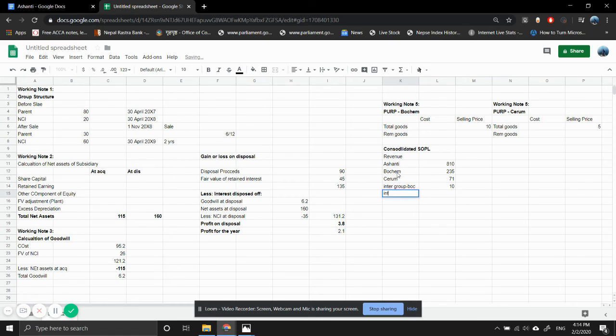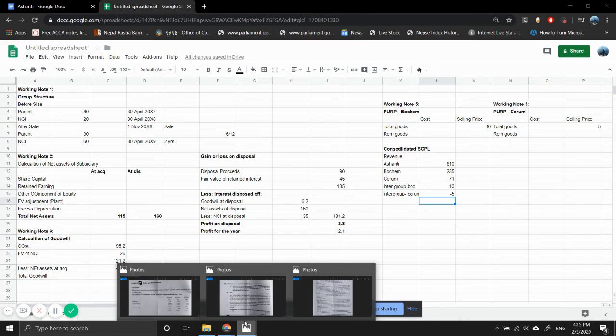Bochem and then intergroup zero, right? This is this figure, right? Okay, so this should be in minus. Okay, minus this figure, then this should be in minus this figure, right? And then after that, what else do we have as a sales?